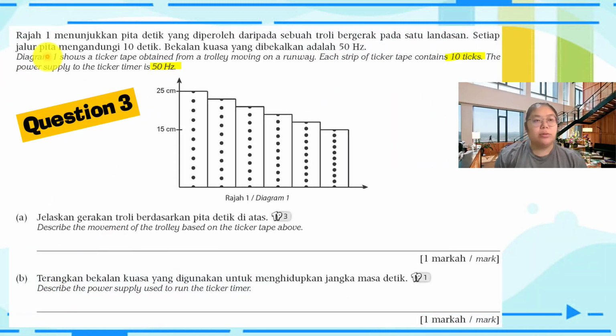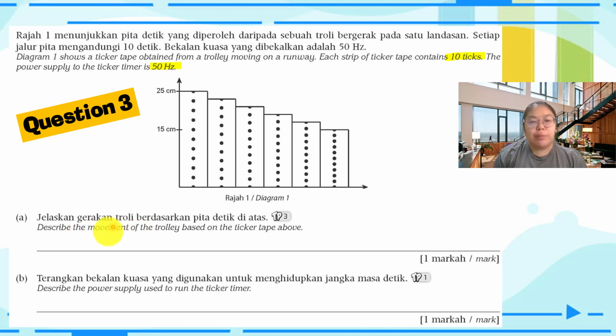Okay, now we go to question 3. They show the ticker tape obtained from the trolley moving down the runway. Every tape section has 10 ticks. Then the frequency is 50 Hertz. So you can find here, the tape keeps dropping. Keep dropping means it slows down already.